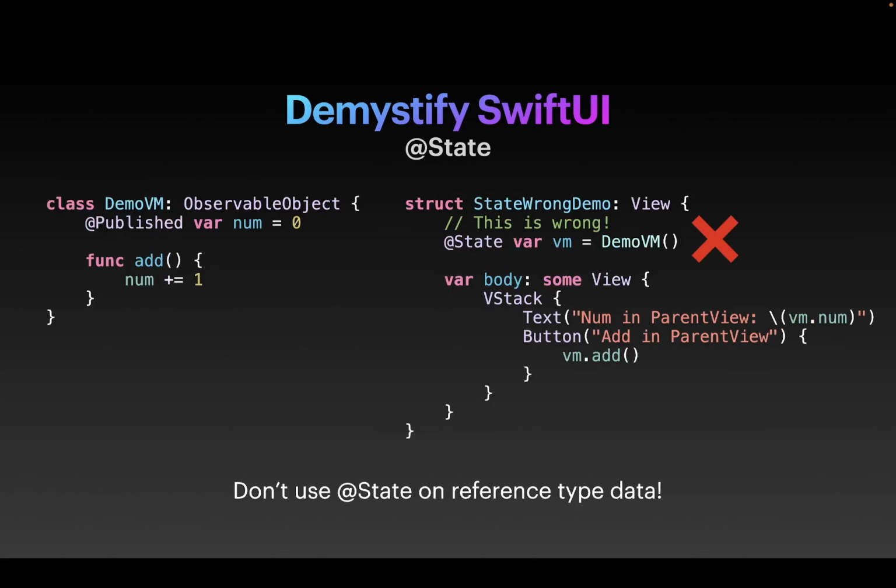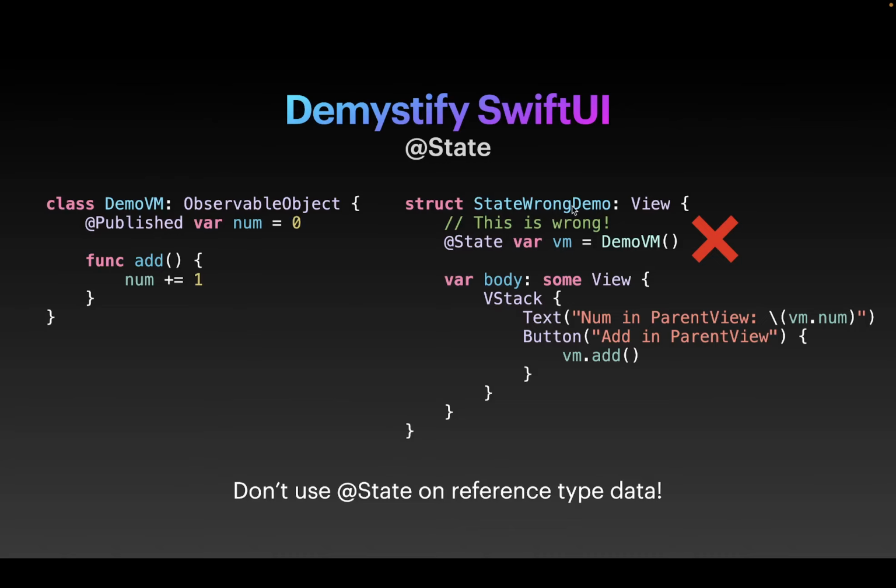Now let's take a look at what I mean by don't use @State on reference type data. First, take a look at the code on the right. We have an ObservableObject, and it's quite simple. You just have a variable named num, marked as @Published. And there's a function like add, which essentially just adds one onto the number, to increment it.